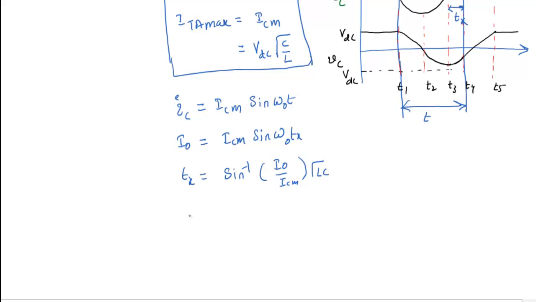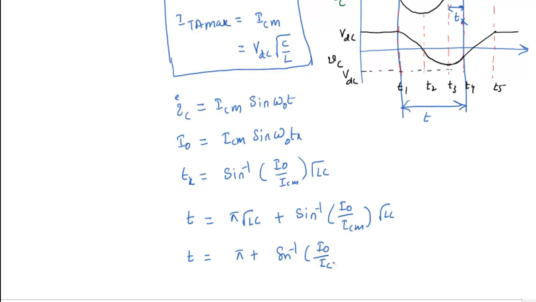So the time in which the main thyristor is in conduction when both the thyristors are turned on together is nothing but pi into root LC plus Tx. Tx is nothing but sine inverse I naught by ICM into root LC. So here root LC is common in both terms, then you can take pi plus sine inverse of I naught by ICM, all multiplied with root LC.